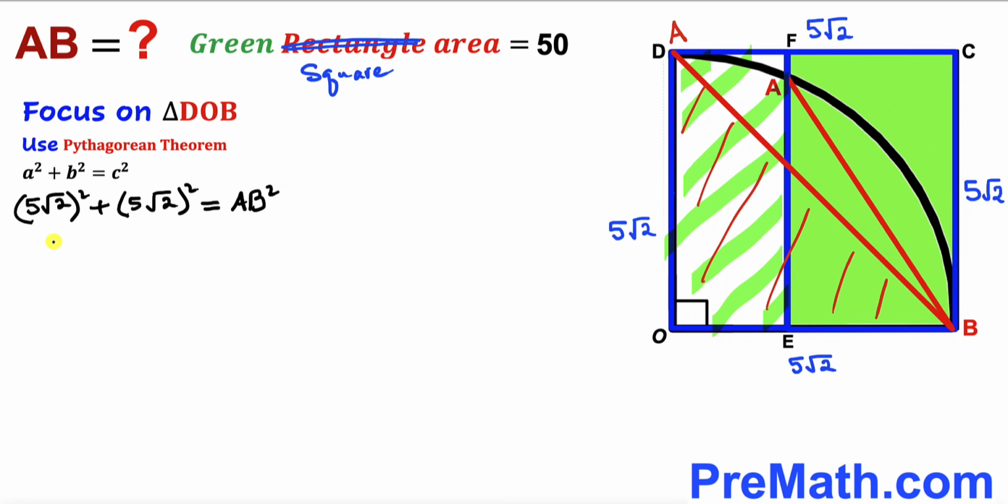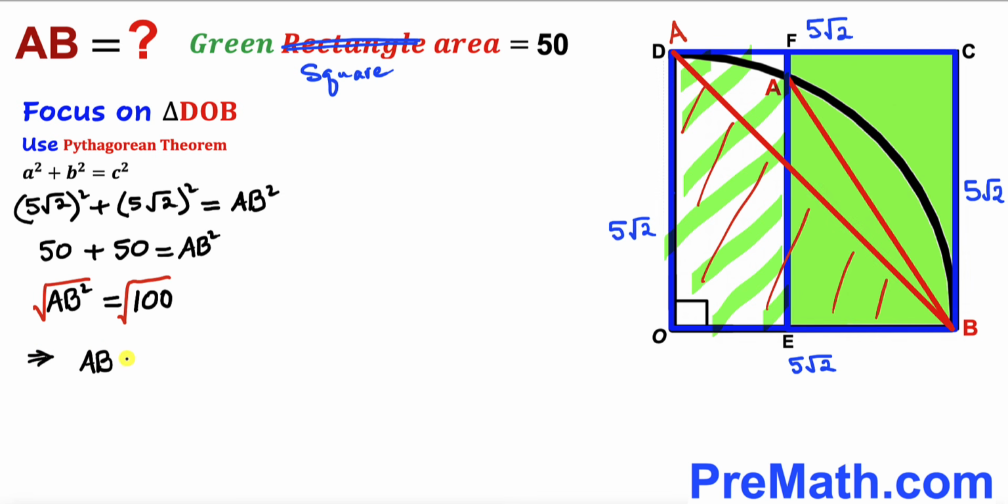Let's simplify. That is going to give us 50 plus 50 is equal to AB squared. So our AB squared value is going to be 100. Now I'm going to undo this square by taking a square root on both sides. So this AB segment length is going to be equal to 10 units.